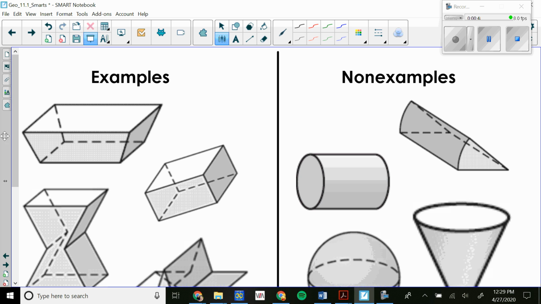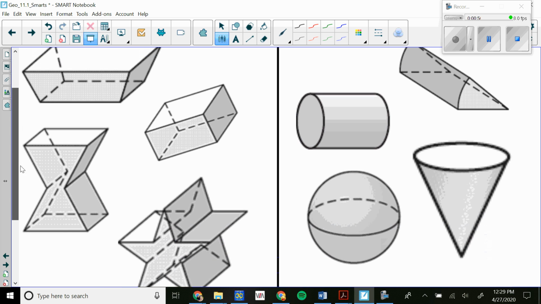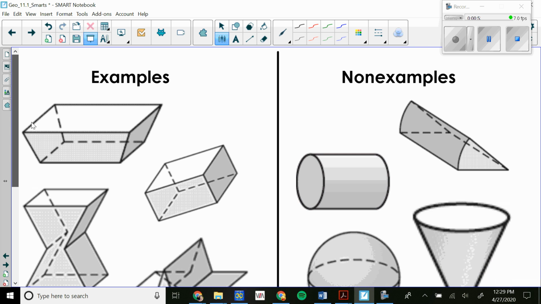Here are some examples. You can see these are all polygons. Some non-examples, you might want to think of things that are curved. Those are not going to be examples of a polyhedron.